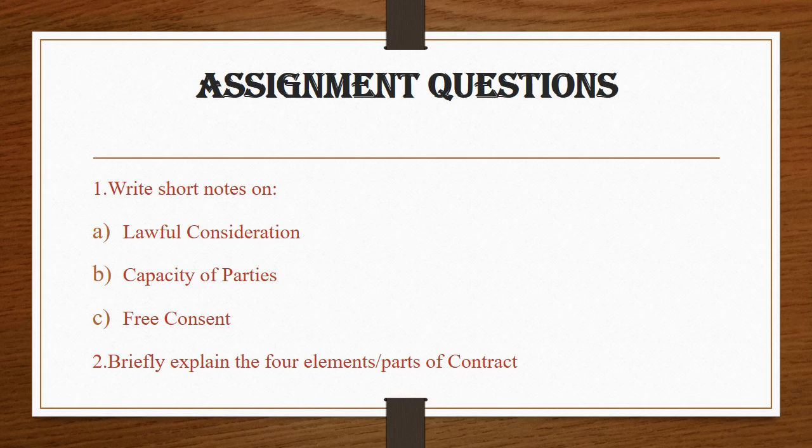And now I am assigning two questions. First one is write short notes on lawful consideration, capacity of parties and free consent. These are three important essentials of contract. So write a short note on these three.